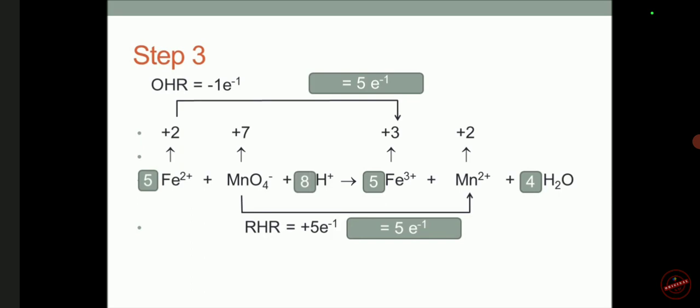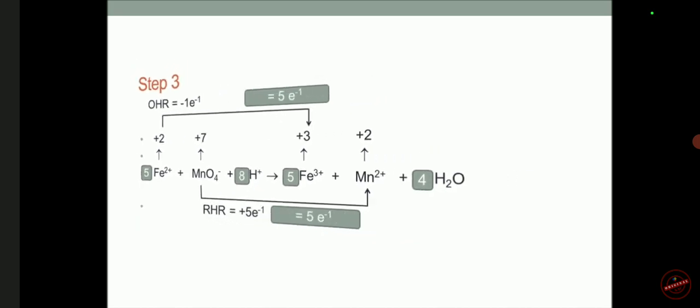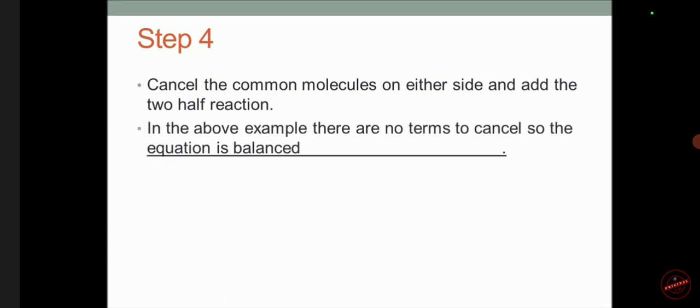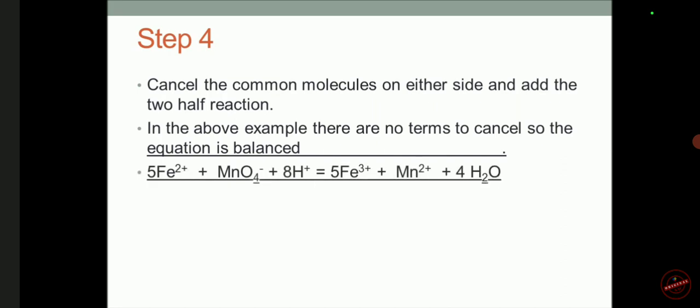So fundamentally, we have separated the oxidation half reaction and reduction half reaction, and added them up together. And this is very similar to the oxidation number method. But when you write it, we tend to separate the two half reactions and write them separately and add them up. If on the reactant side and the product side you have similar elements or compounds, cancel them. In the above example, we don't have any such atoms or molecules. Therefore, the equation is actually balanced.